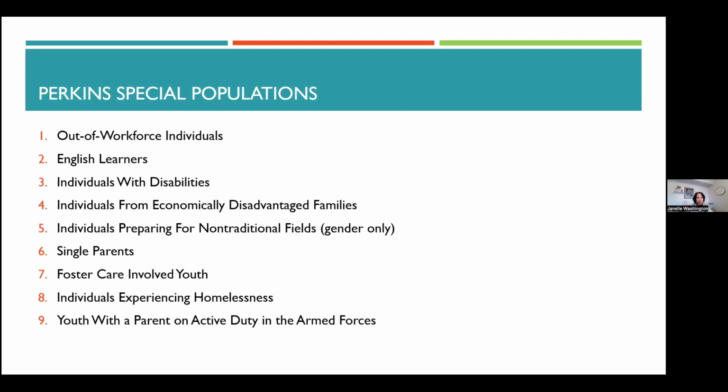Okay, so as far as Perkins special populations, Perkins identifies 9 special populations for which grant recipients may provide this limited direct student support to enable those students to persist in CTE, to complete CTE programs of study, or career pathways.